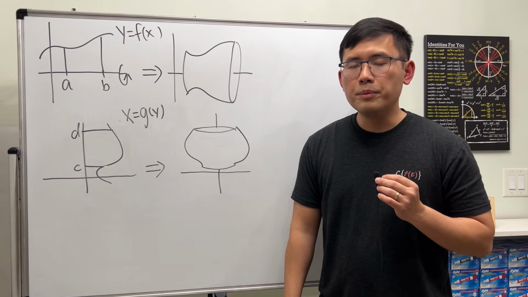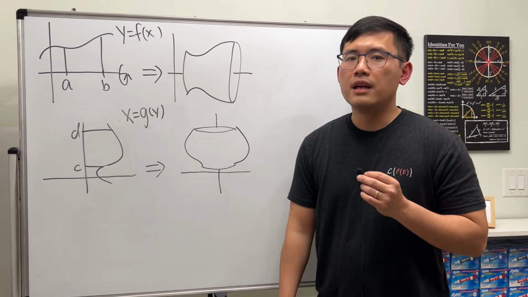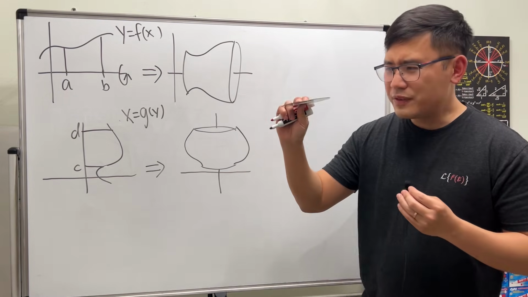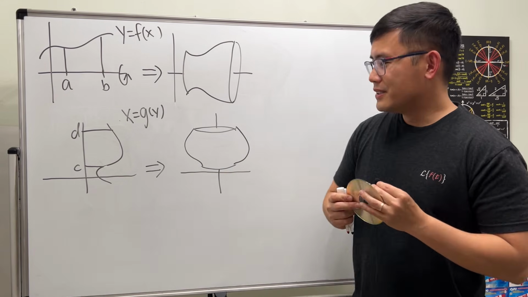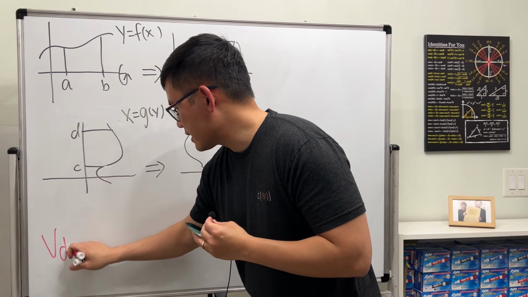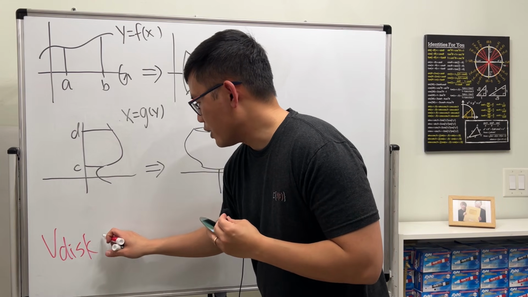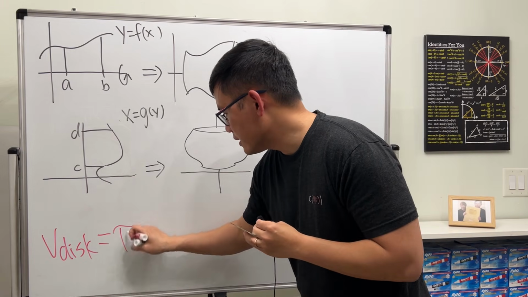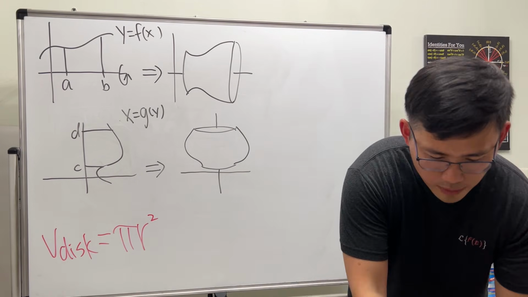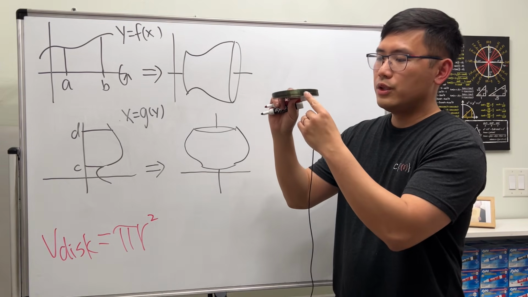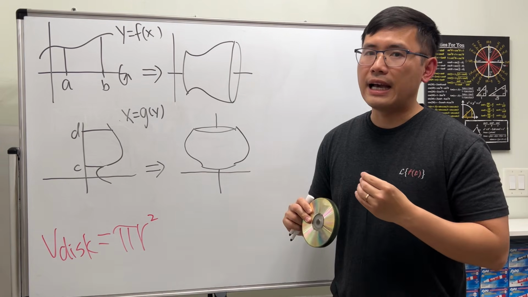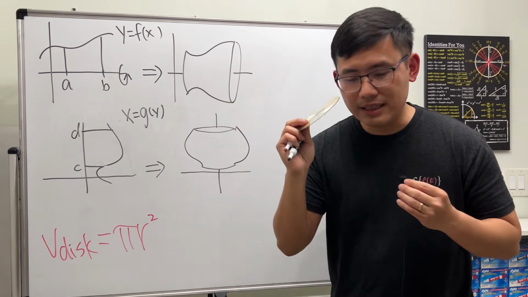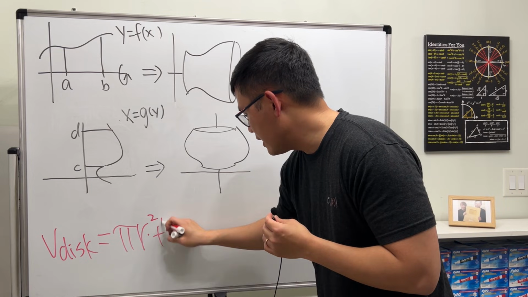Next, let's talk about volume. In particular, we're focusing on the disk method. And if you have a lot of disks, then they just look like a cylinder. If you have one of them, this is still a cylinder. So let's talk about the volume of a disk, which is really just the volume of a cylinder. And you need the area of a circle, so that's pi r squared. And usually when you are talking about the volume of a cylinder, you talk about the height. You will have to multiply by the height. But here, because the height is so small, let's call this thickness, multiplied by thickness.